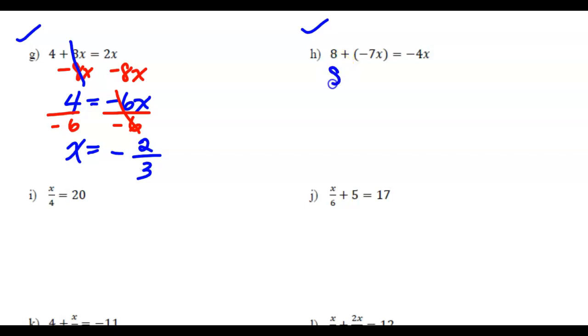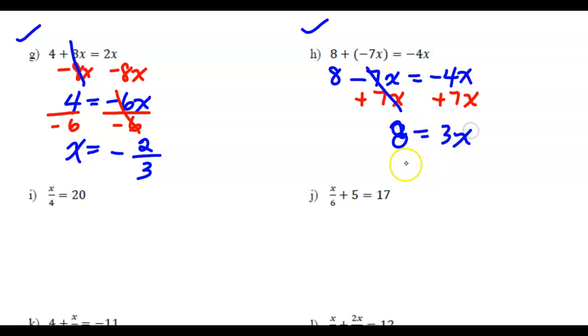In 8, remember my hint, get rid of the brackets there. So adding a negative is subtracting. Oops. And now again, we want to get the x's together. So I'm going to add 7x. Divide by 3, and you can't simplify that. It's just going to be 8/3. And that's okay. It's okay to have fractions.